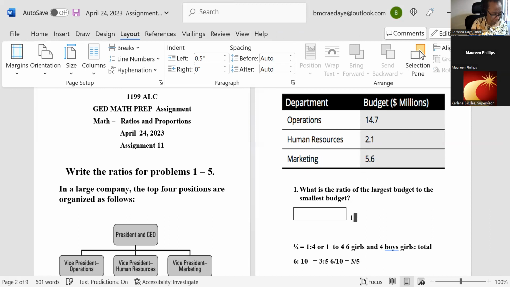And what is that value? 14.7 million. That's right, 14.7. Now, what's the smallest budget? Human resources. And that is what? 2.1. That's your answer. Got it? Yeah.